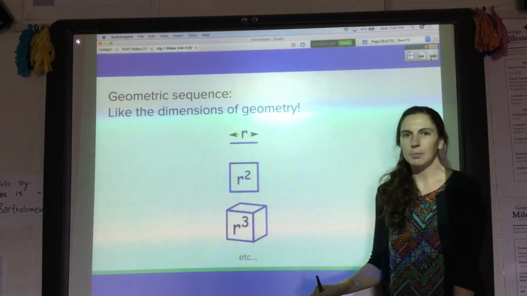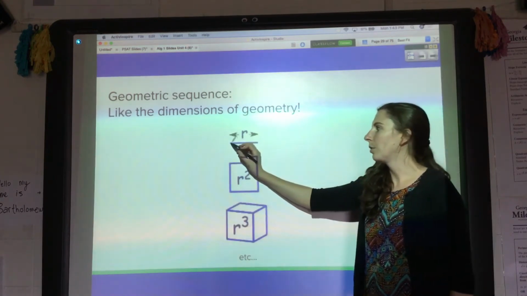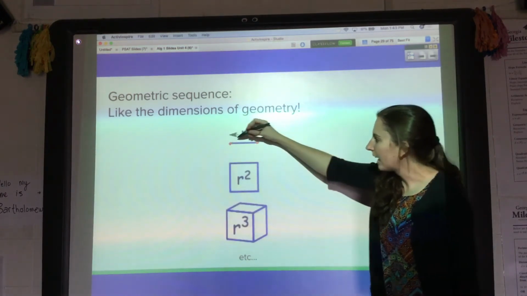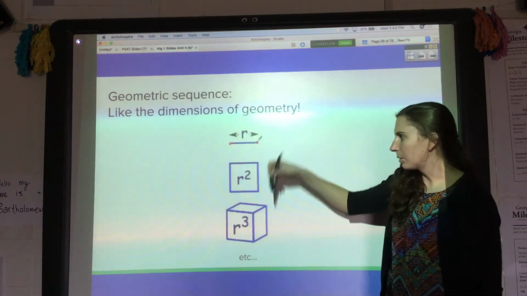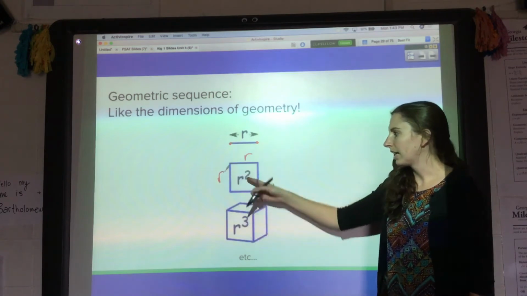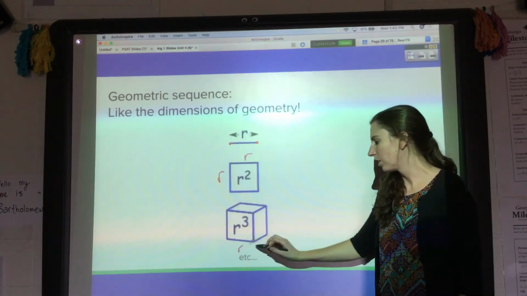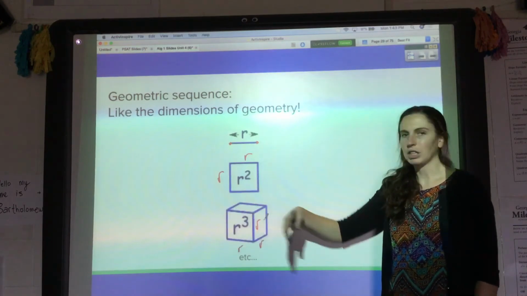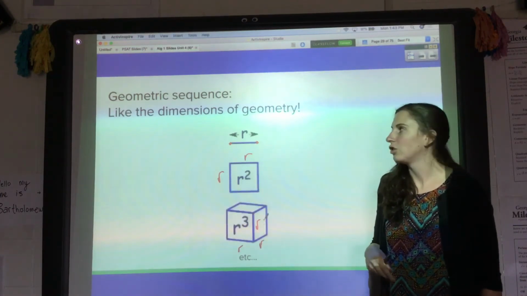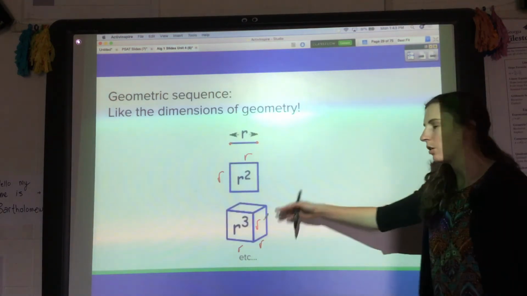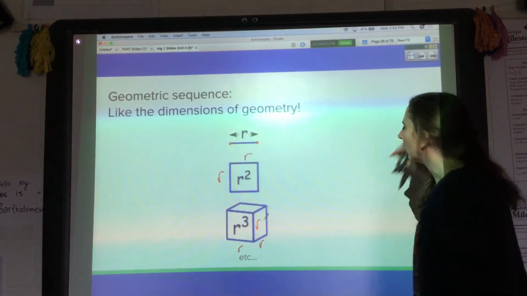You can basically imagine just one R would be like the length of a segment R, and then if I had a square that was R times R, I get R squared, and then if you did R times R times R, that would be like the volume of a cube. Basically, it just matches up to these geometrically, so we call it a geometric sequence. And then if you go into 4 dimensions, we can't really visualize that.